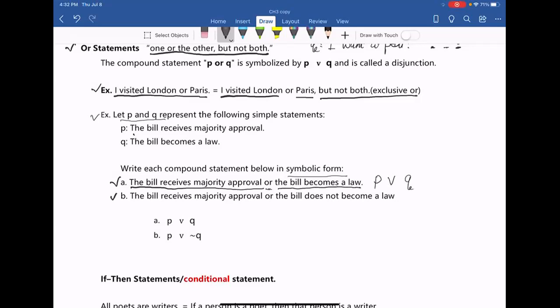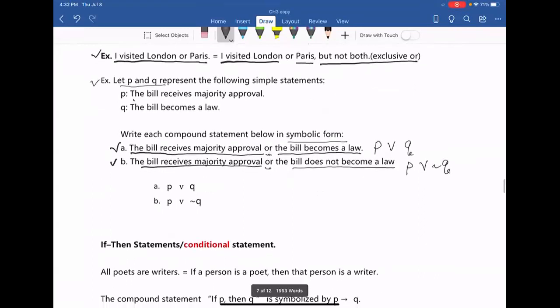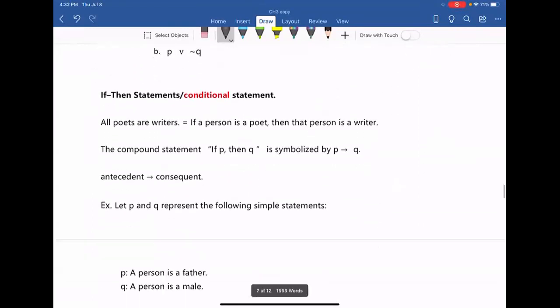Number B: the bill receives the majority approval, that is P, or the bill doesn't become a law, that is not Q. Okay, let's move on to the next part.